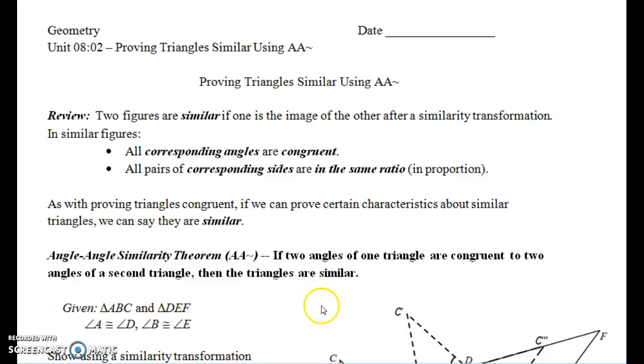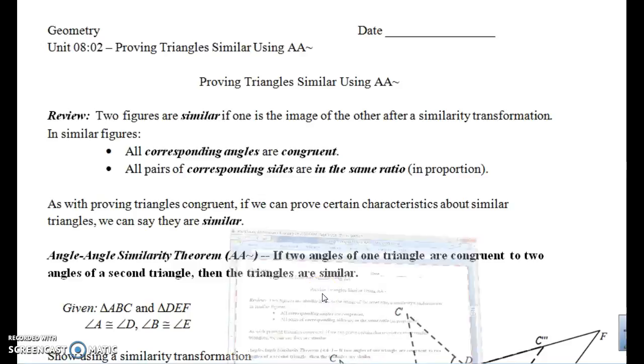This is Geometry Unit 8, Lesson 2, Proving Triangles Similar Using Angle-Angle Similarity.